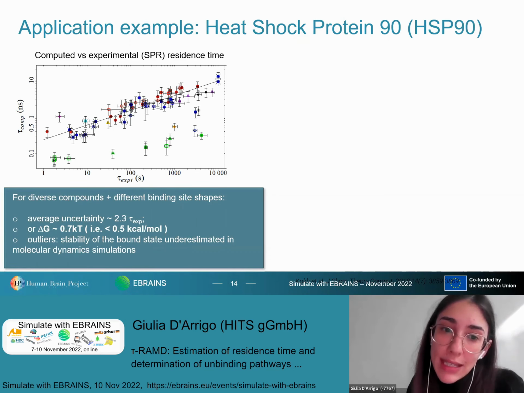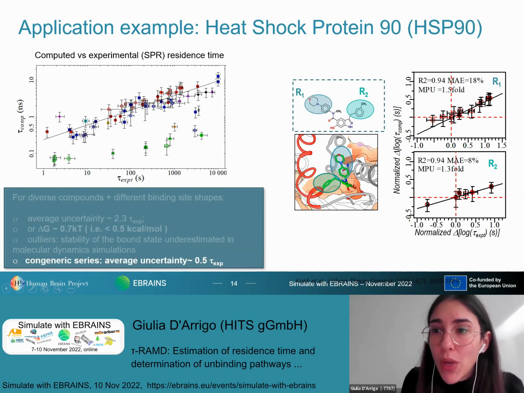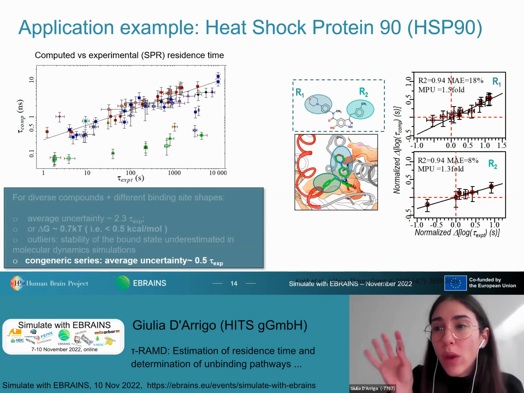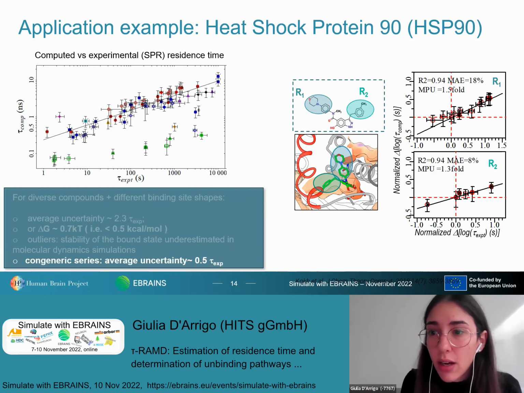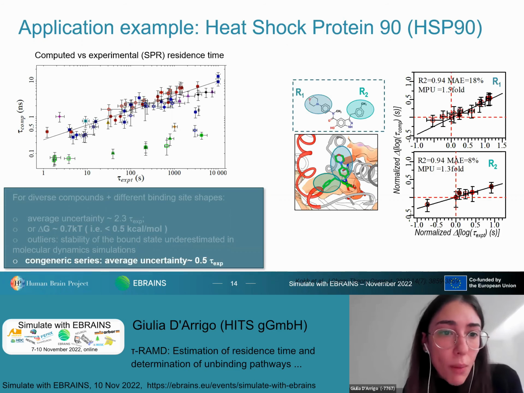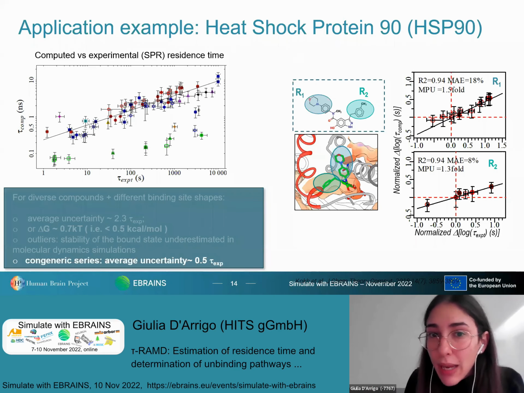But what we have noticed is that the accuracy of this correlation improves when we look at congeneric series, because we said that we have 70 compounds with different scaffolds. Therefore, if we group compounds based on the scaffold, then we do get a higher accuracy and sensitivity of the method. But now let's investigate the dissociation mechanisms.